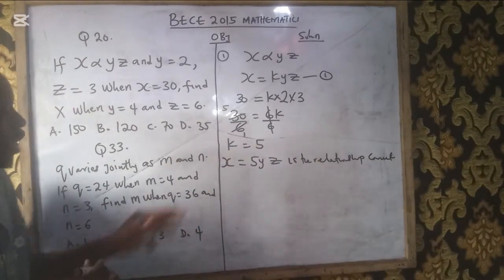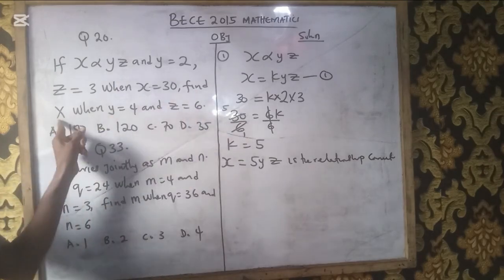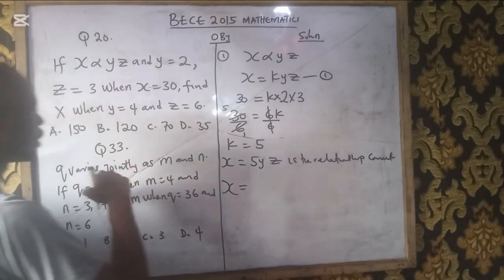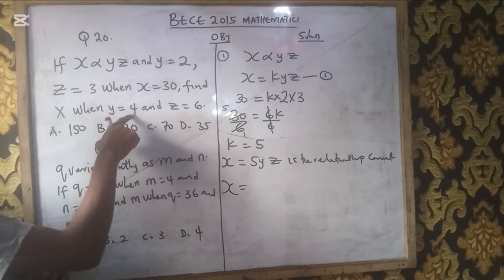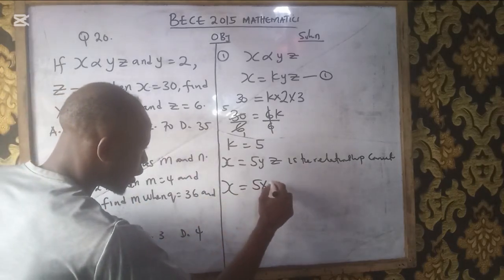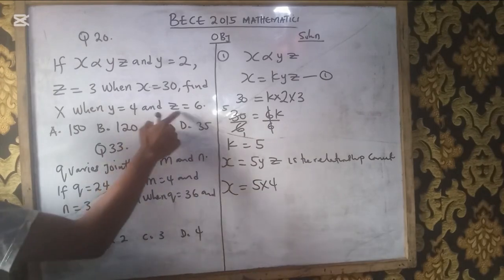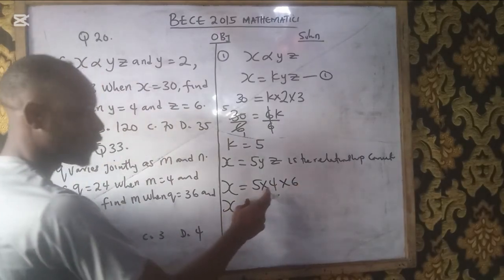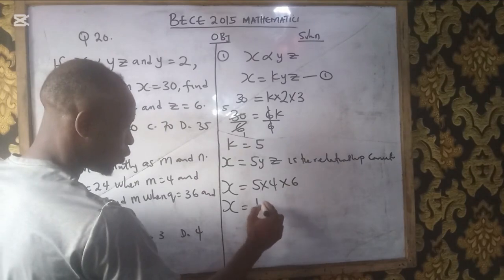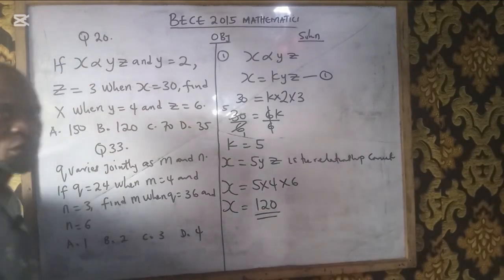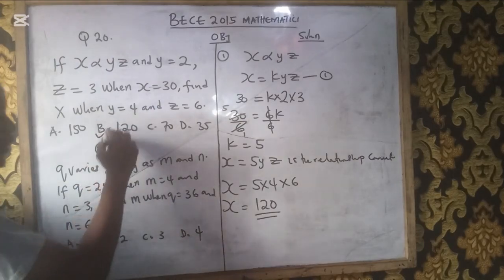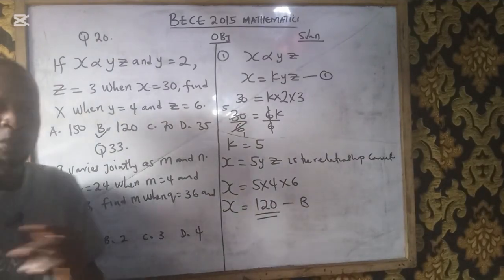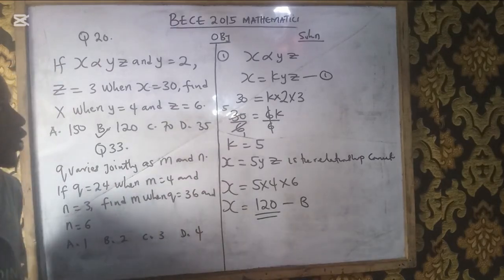Now, after this, you go further. Find x. We are now told to find x. So let's write down our x again. You are using the same relationship to get the other answer. When y is now 4, that means you are going to have 5 times 4, and z equals 6, times 6. So x will now be equal to 5 multiplied by 4 is 20, 20 multiplied by 6 is 120. So the value of x in this case is 120, which is option B. So this is how you solve this first problem. We are done with the first problem.